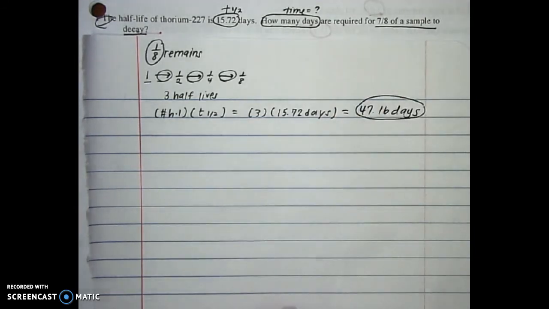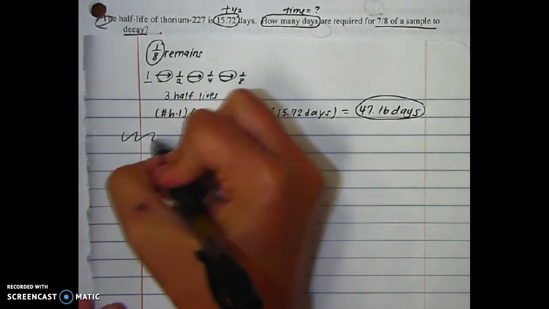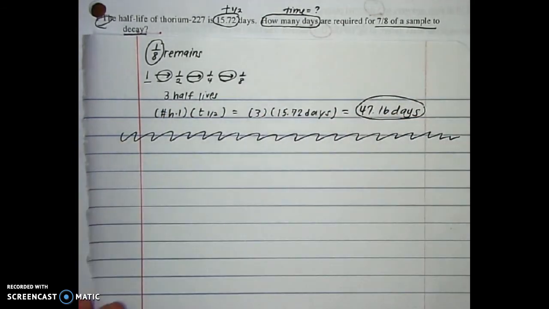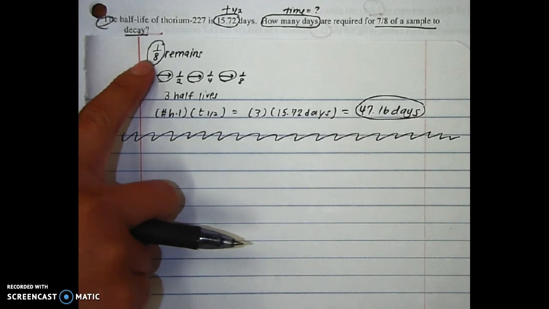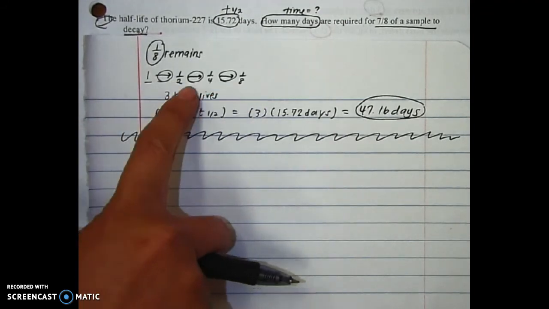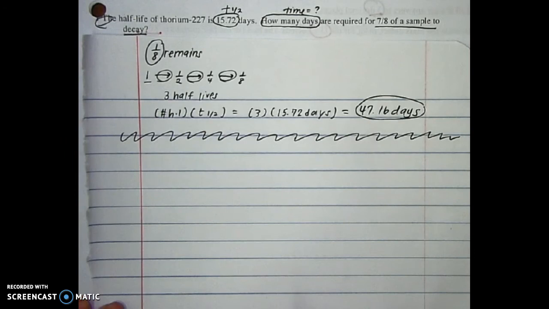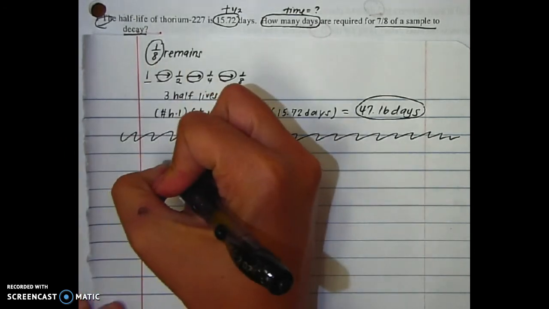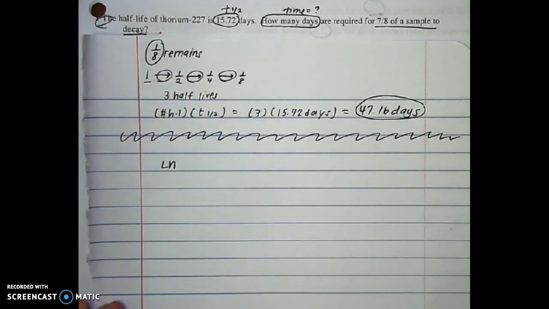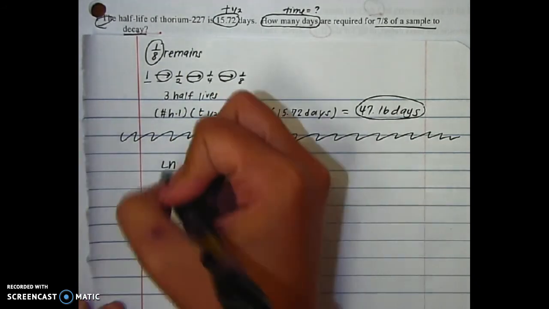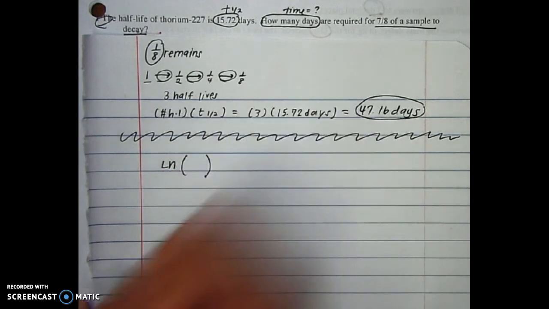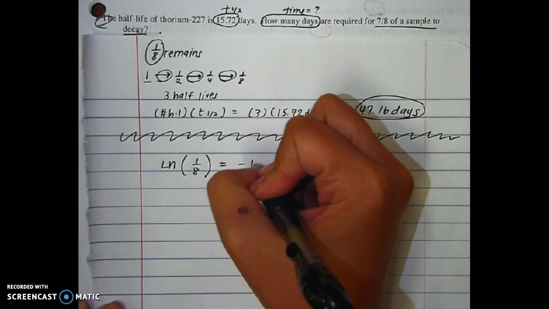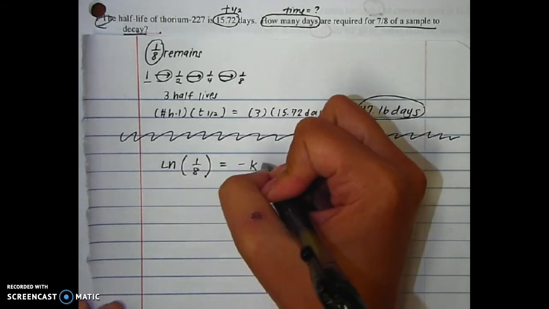Okay. Now, I also want to show you how to do this using the natural log equation, because if you had a quantity over here that wasn't something that was halfable like this, you would have to use the natural log equation. And because I'm dealing with a fractional quantity, I'm going to use the second equation that we had in our notes. So it's natural log of however much is remaining, which is 1/8 of our sample, and it's equal to negative k times time.